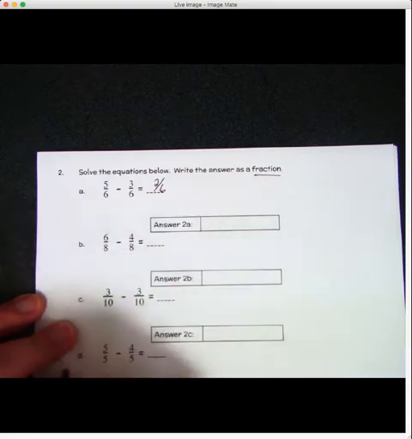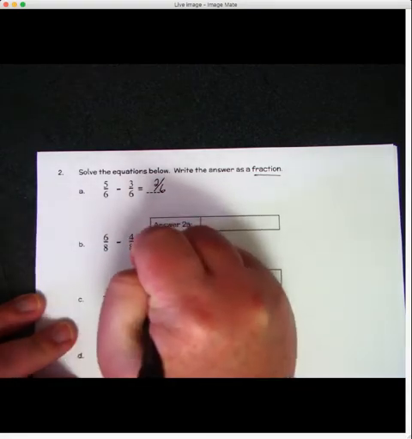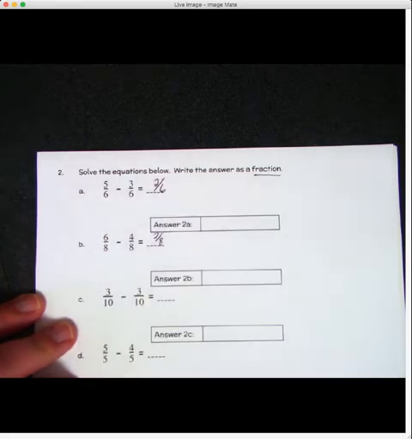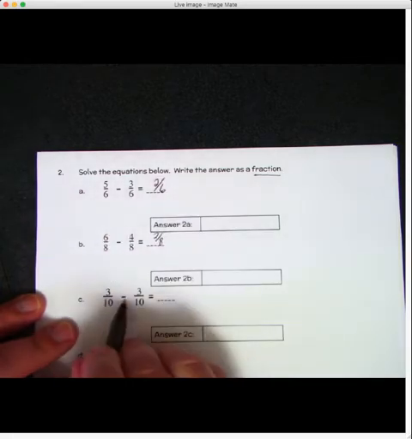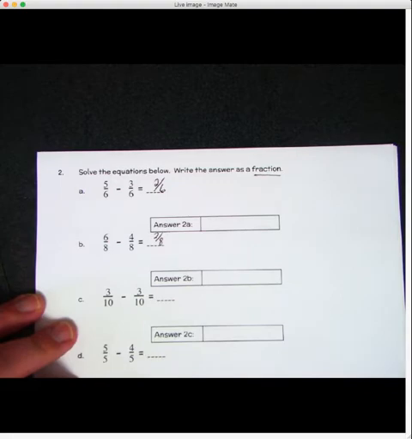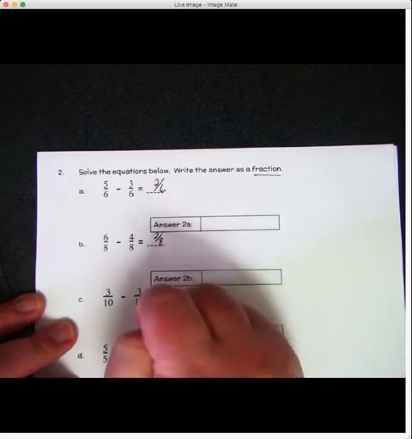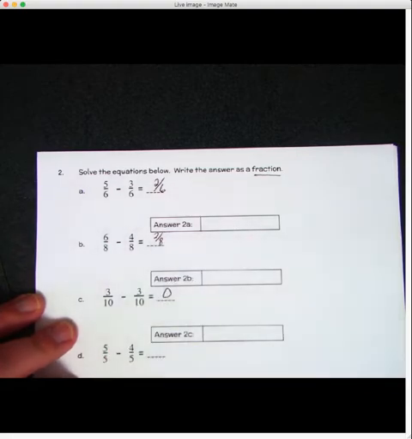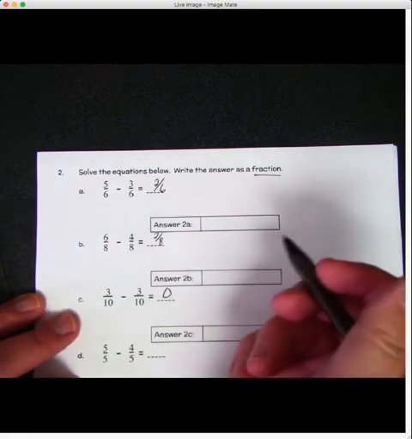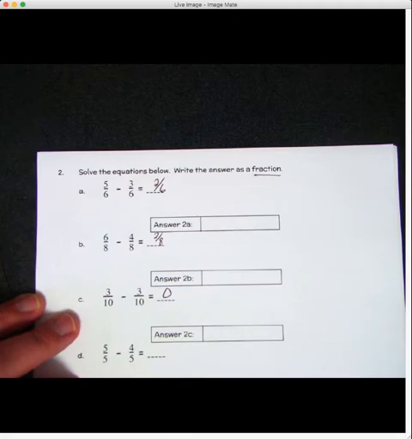6/8 minus 4/8, that's 2/8 because 6 minus 4 is 2. 3/10 minus 3/10. Well, what's 3 minus 3? It's 0, and I don't need to write 0/10 because that still equals 0, doesn't it? If you wrote it as a fraction, 0/10 wouldn't make any sense.